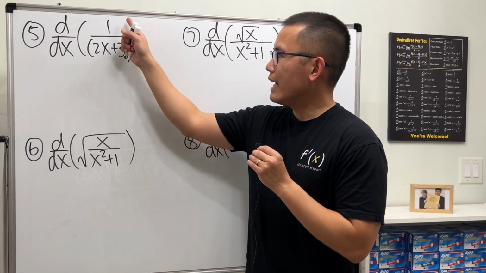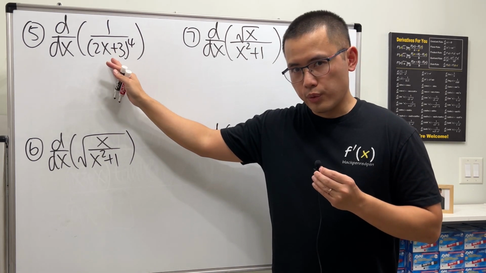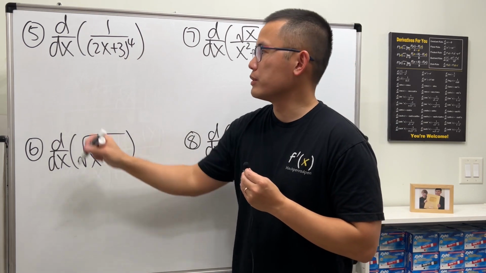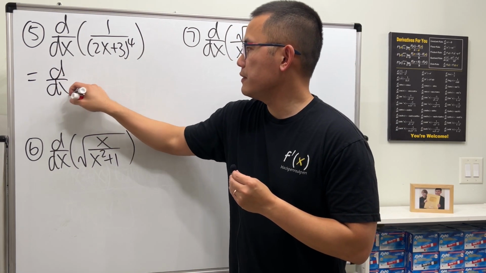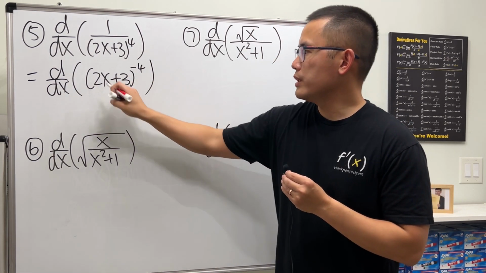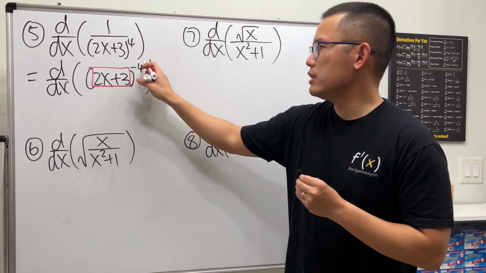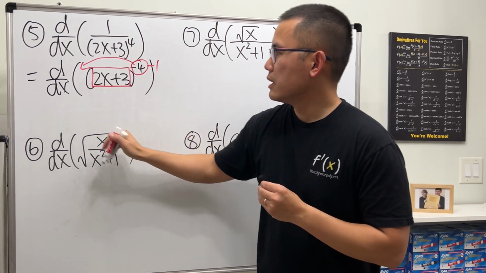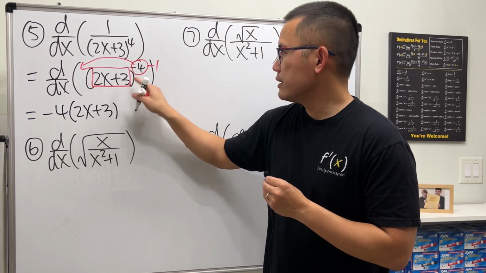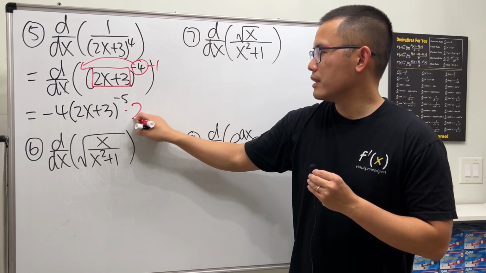Now for number 5, we have 1 over 2x plus 4 to the 4th power. You don't need to use the quotient rule because we only have a 1 on the top. So we can bring this up and make it into a negative exponent. So we look at the derivative of 2x plus 3 raised to the negative 4th. So we can see we have a box raised to a negative 4th power. Therefore, we can just use the power rule first. So we get negative 4 times the box raised to the negative 5th power. And then what's the derivative of the box? Well, we get 2. So that's it.